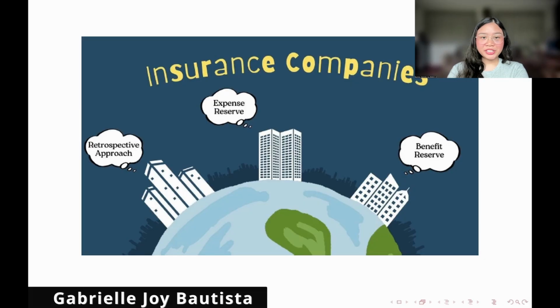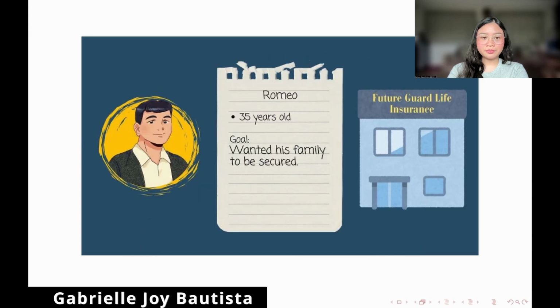In the world of life insurance, companies like FutureGuard must plan ahead to fulfill their promises to policyholders. By managing gross premium or benefit reserves, expense reserves, and using the retrospective reserves approach, they ensure they always have the resources to meet their long term obligations, no matter what changes come their way. Let's see how this works in action with a story about one of our policyholders, Romeo.